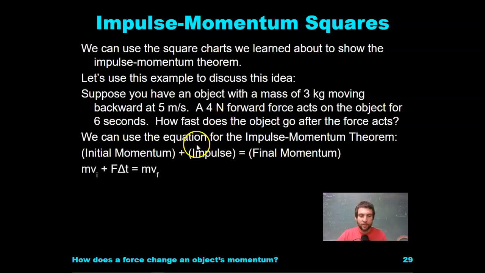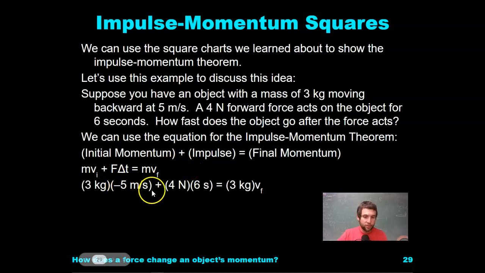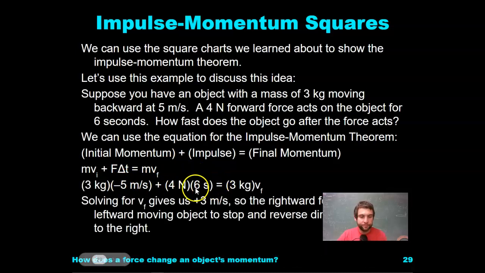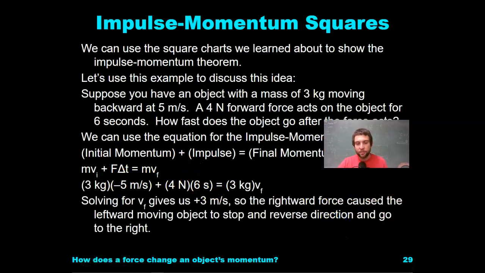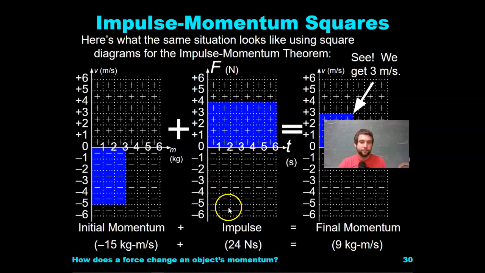Impulse momentum theorem: initial momentum plus impulse equals final momentum. Solving for VF gives us 3 meters per second. So the rightward force caused the leftward moving object to stop and reverse direction and go to the right.